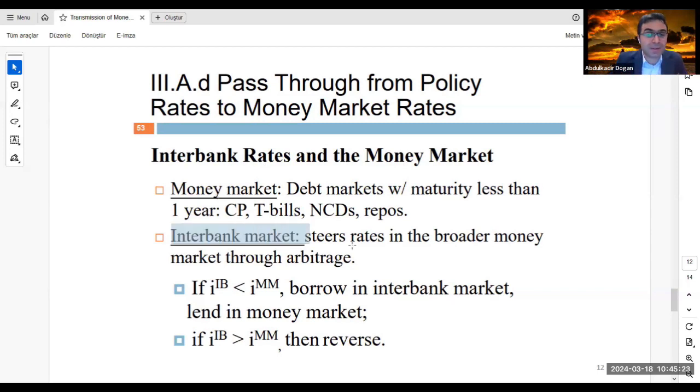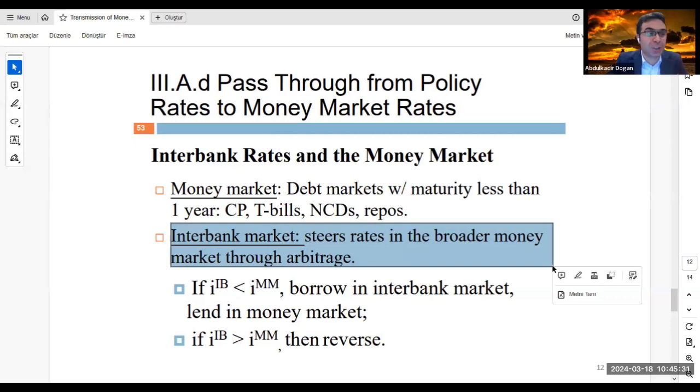An interbank market here steers the rates in the broader money market through the arbitrage condition. Arbitrage means I am buying the cheaper and I am selling the expensive one. I am looking at the market condition and I am adjusting my position according to the cheaper and expensive option. And this is the arbitrage.